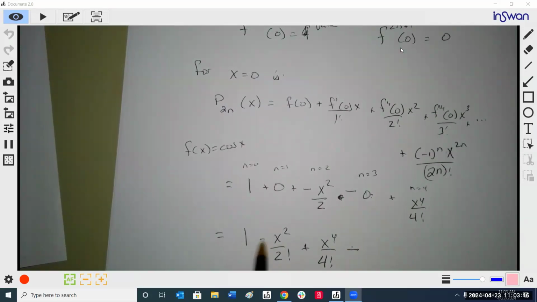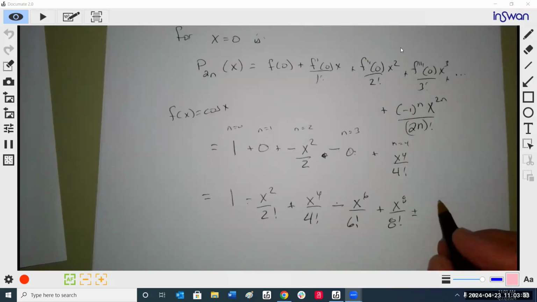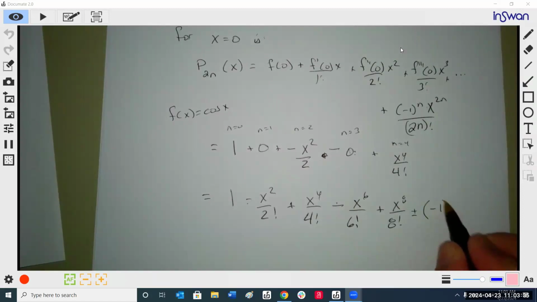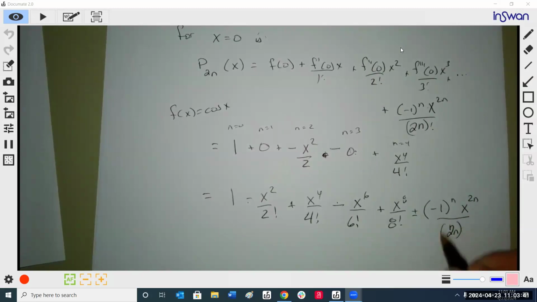The next one, so they're alternating. x to the 6th over 6 factorial, x to the 8th over 8 factorial, and so on and so forth, to negative 1 to the n, x to the 2n over 2n factorial. That's the Taylor polynomial.